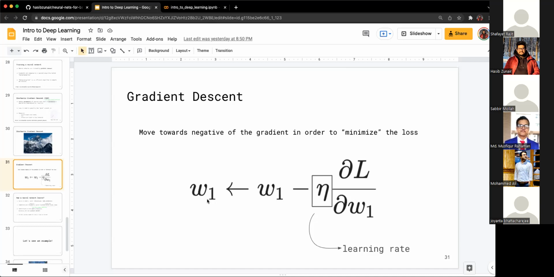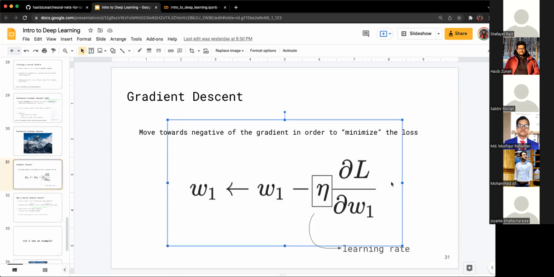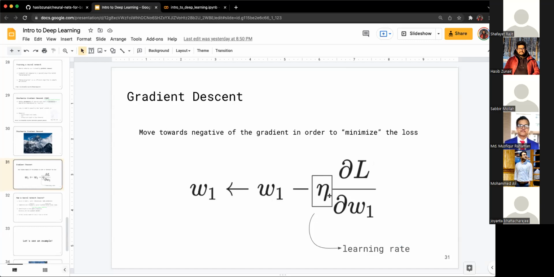So W1 is, let's say, just a weight, right? This is your final weight, and you require the previous weight you used to make that initial guess. And then you take the derivative of that, which comes from the backpropagation algorithm, right? This part. Over here, you can see this symbol eta. This is basically the learning rate.